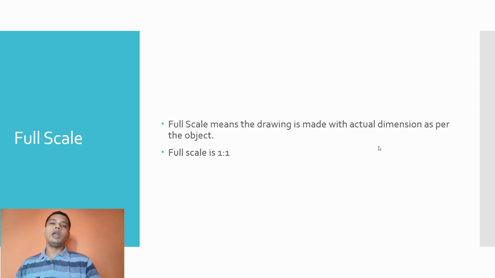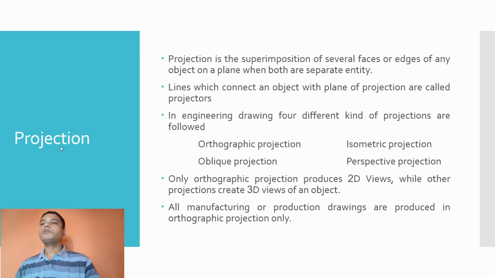Let's say a washer. Whenever you are drawing a washer, that can be drawn on an A4 sheet, and that washer will be in 1:1 scale, and that is called the full scale. Full scale is 1:1. Next we come to the projection.